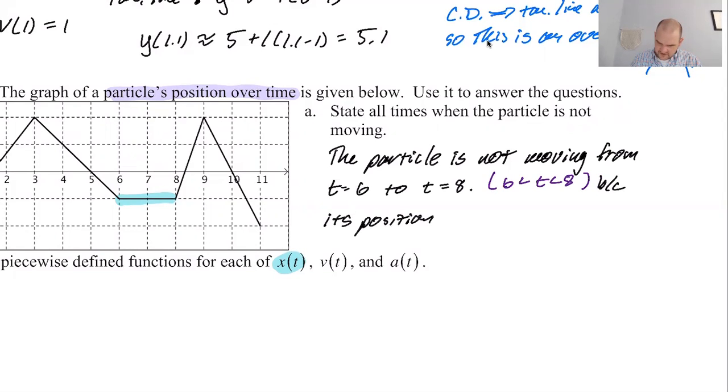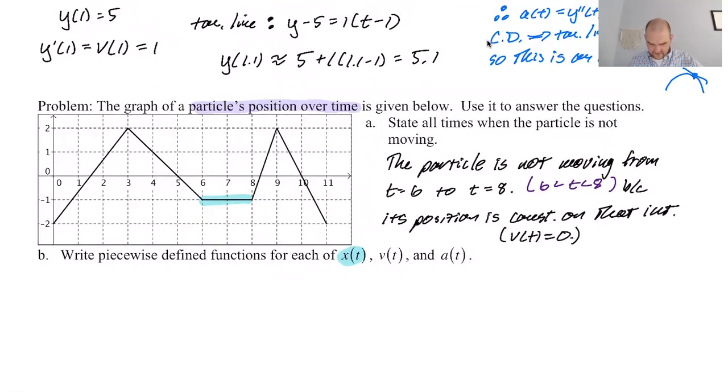So if its position is constant on that interval, what does it mean about its velocity? If its position is constant, its velocity must be equal to 0, and that means you're not moving. So v of t is equal to 0. All right, I think that thoroughly answers that.